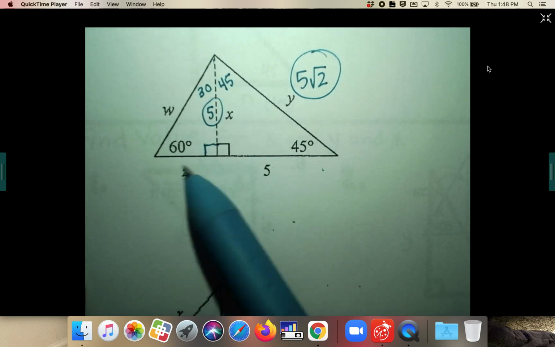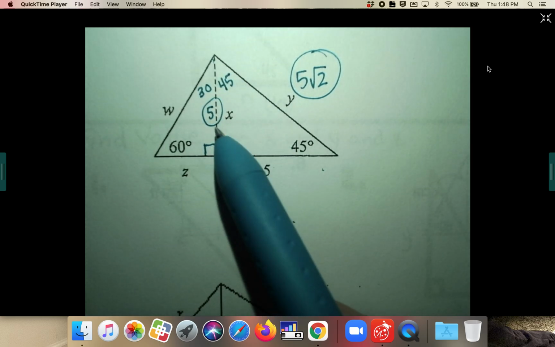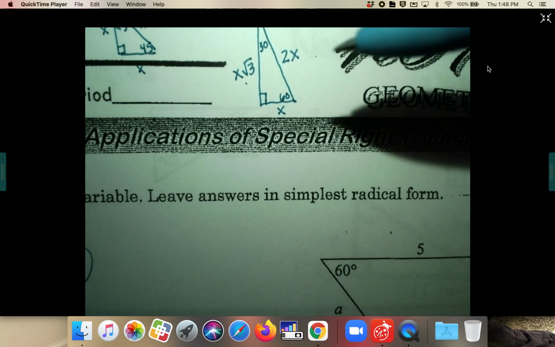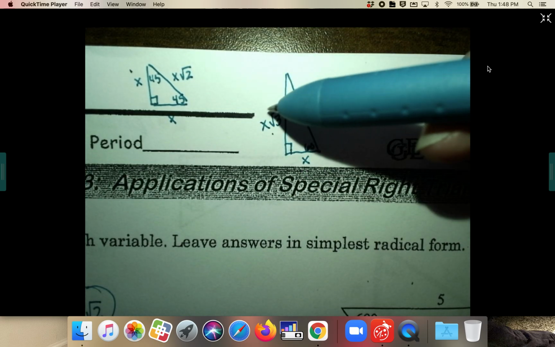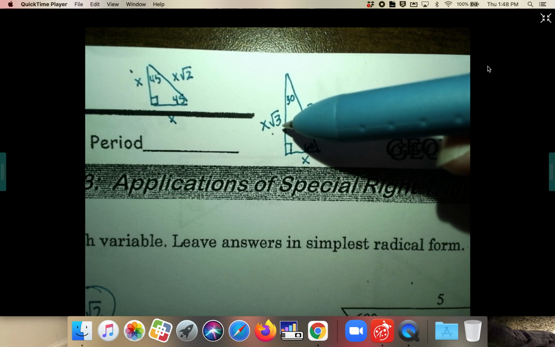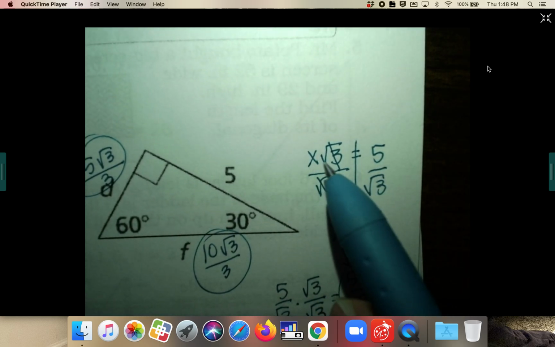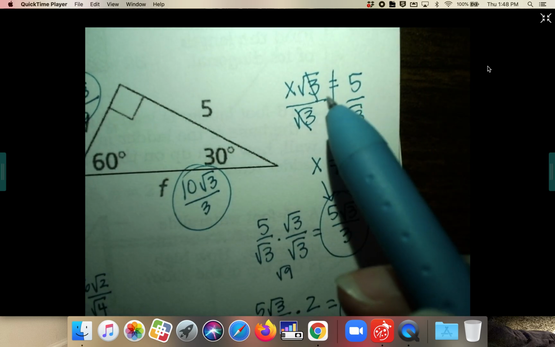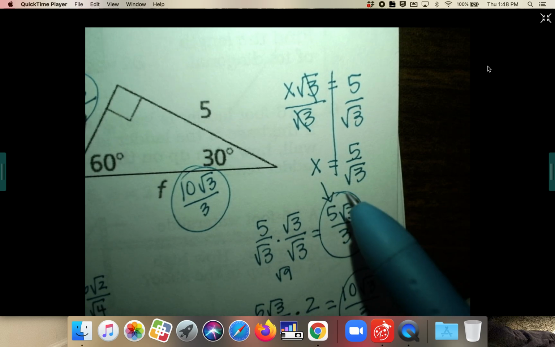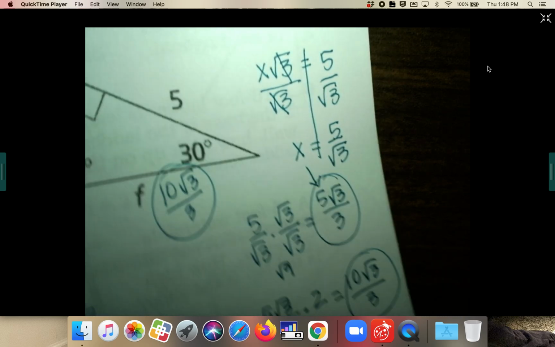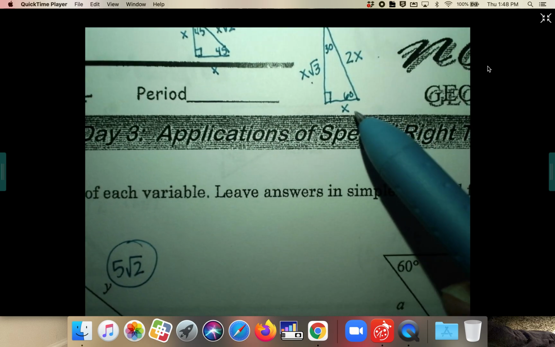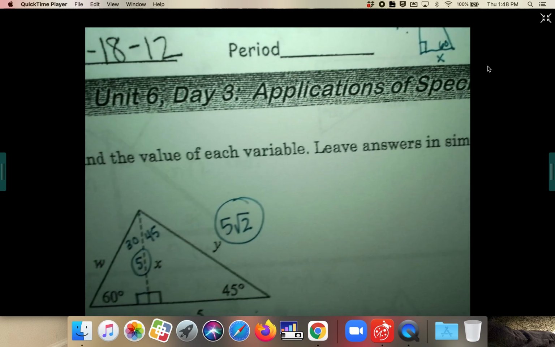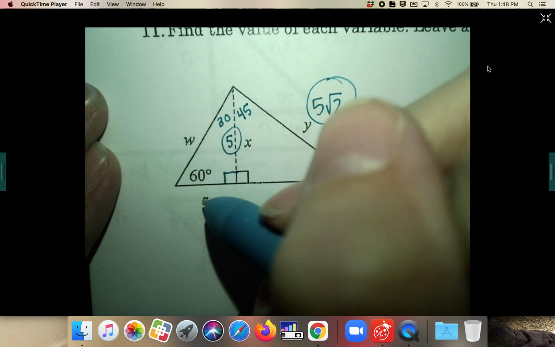So if in my 30, 60, 90 triangle, I know that the long leg is 5, so x root 3 equals 5. I'm going to do a little quick cheating because over here we actually did x root 3 equals 5 already on this side. And so I got it down to where x equals 5 root 3 over 3. So 5 root 3 over 3 is the short leg. So 5 root 3 over 3 is down here.